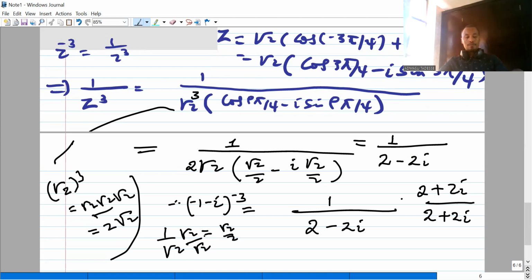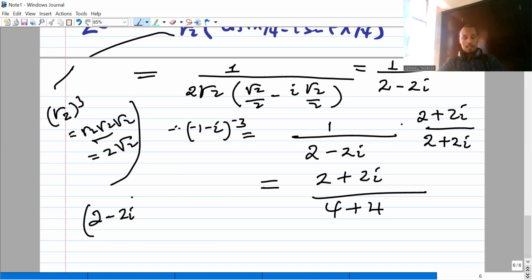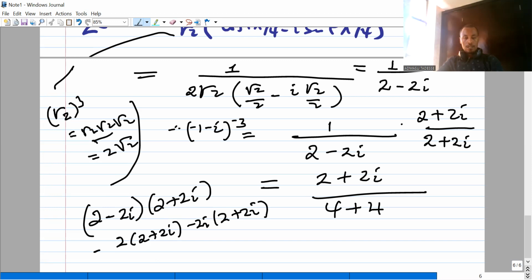Similarly, if the denominator is complex, we can realize it by multiplying numerator and denominator by the conjugate. So this is given by 2 plus 2i on top, and 4 plus 4 below. That is, 2 minus 2i into 2 plus 2i: 2 into 2 plus 2i minus 2i into 2 plus 2i. Then this is given by 4 plus 4i minus 4i minus 4i square.